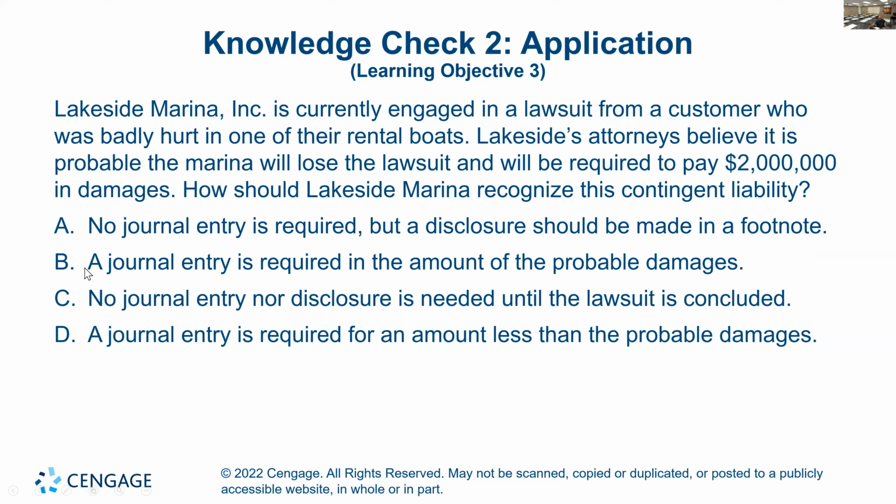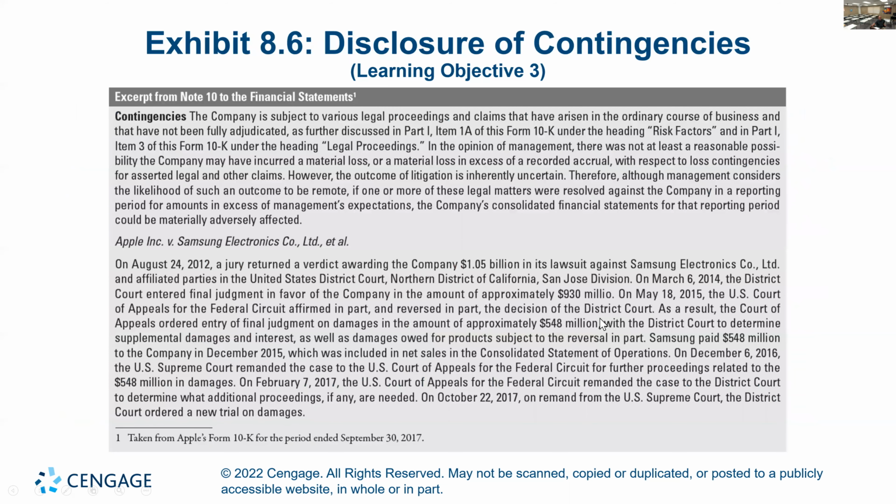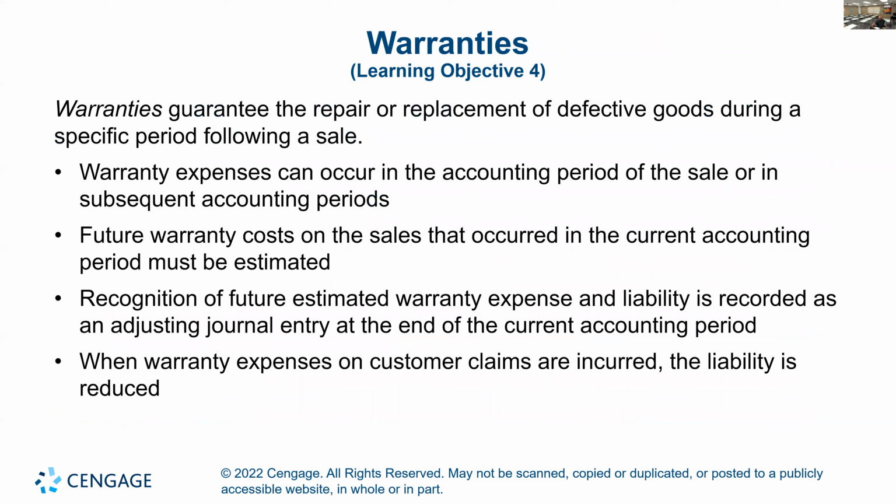Here, a journal entry is required in the amount of the probable damages. It's probable, that's the key word we were looking for there. Remember, it's probable, reasonably possible, or remote, but it's probable. And they say they're going to have to pay $2 million, so that is the estimation. This is what a disclosure would look like if you want to look through that slide.